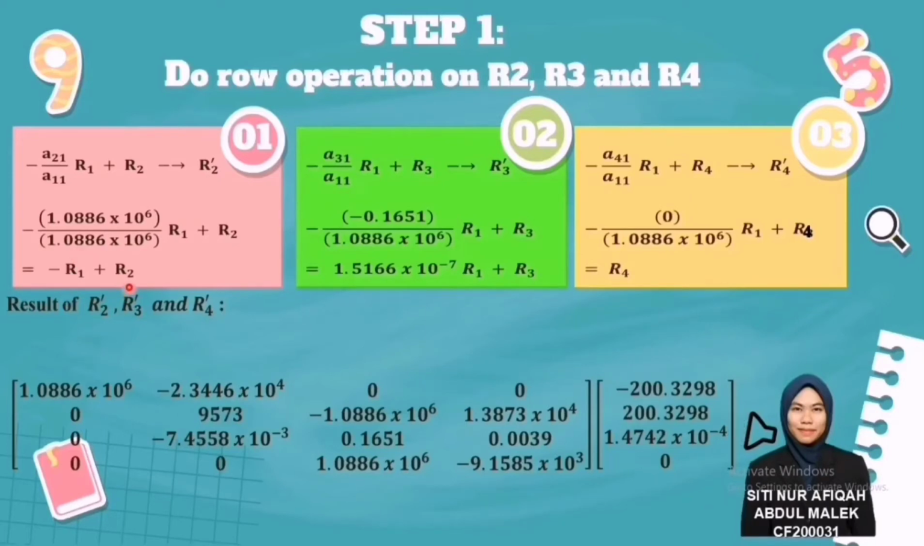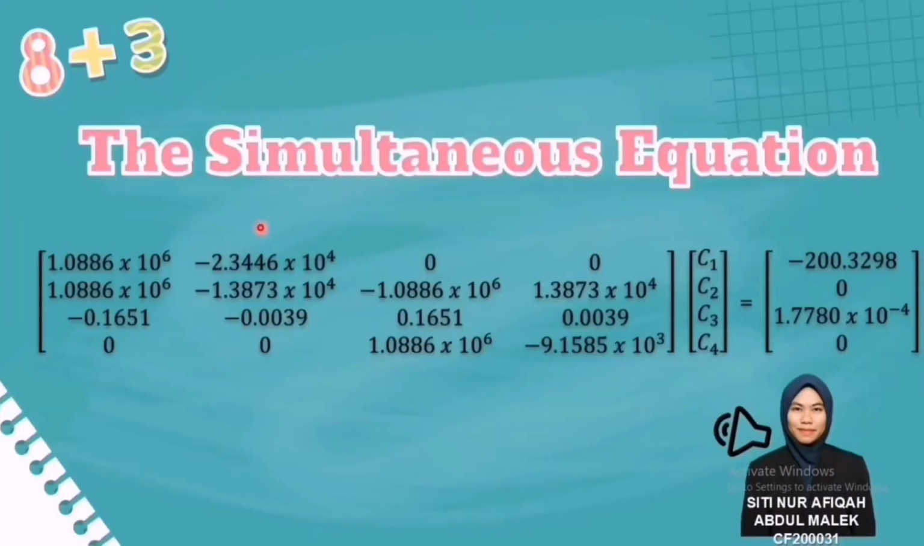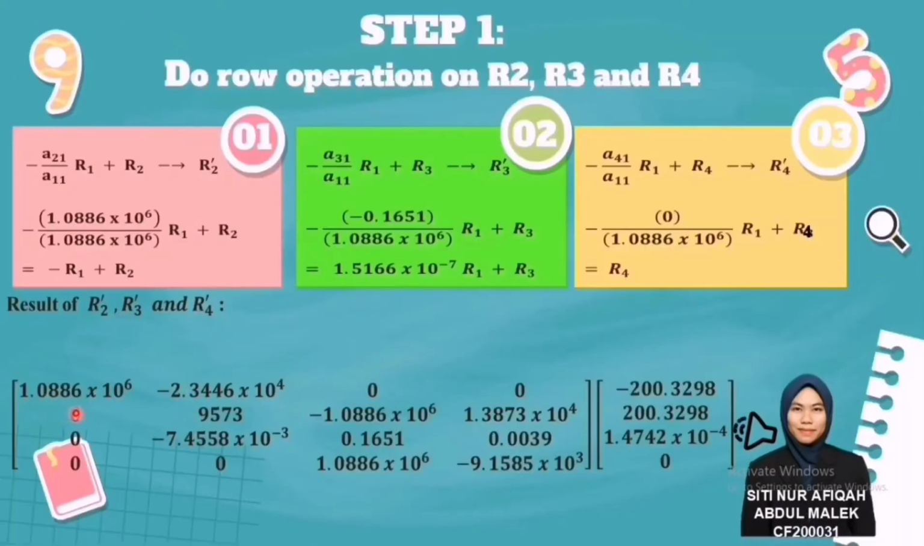From this equation, we will substitute the value from here into the formula, and we will get this new row 2 over here. Next, we will do the row operation on row 3. The formula involved is negative A31 divided by A11 times row 1 plus row 3, which is negative 0.1651 divided by 1.0886 times 10 to the power of 6 times row 1 plus row 3. So we will get this new equation.